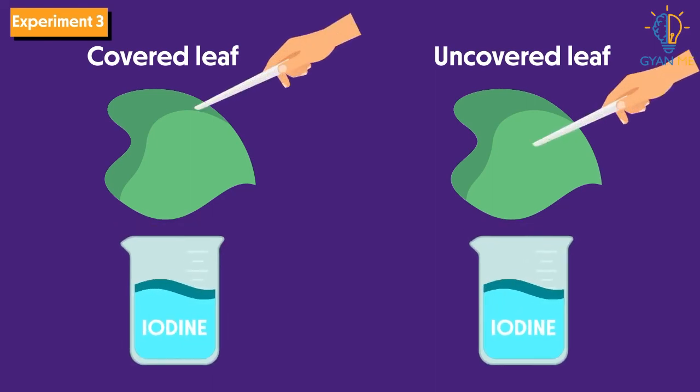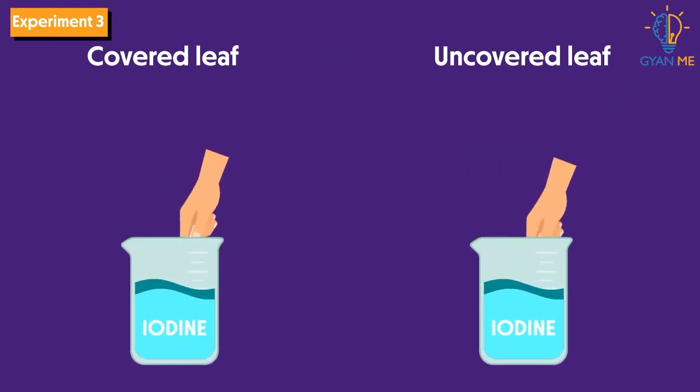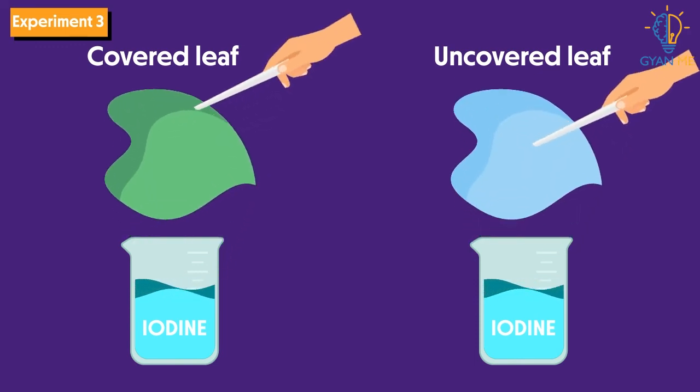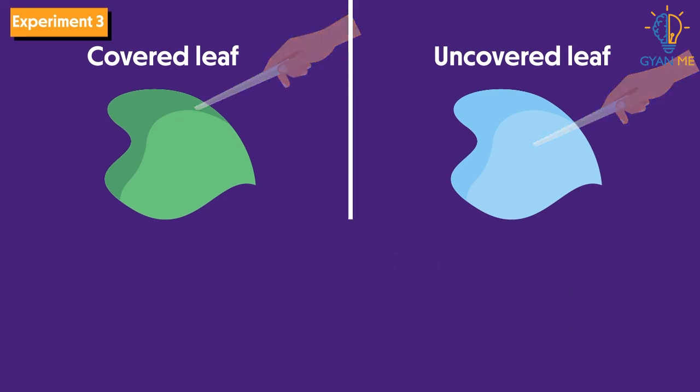Now, we perform the iodine test to check the presence of starch in the leaves as we performed in the previous activities. After performing the iodine test, we observe that the covered leaf does not turn blue-black, whereas the uncovered leaf turns blue-black in color. What can we conclude from this activity?